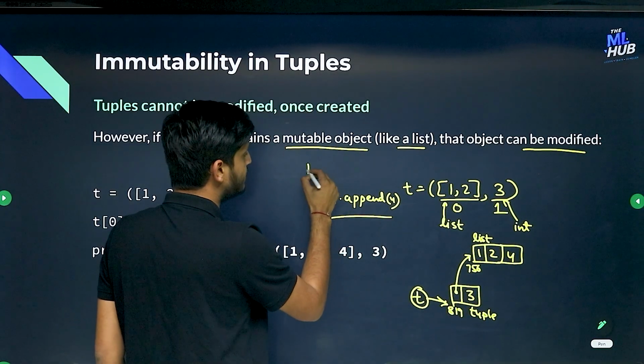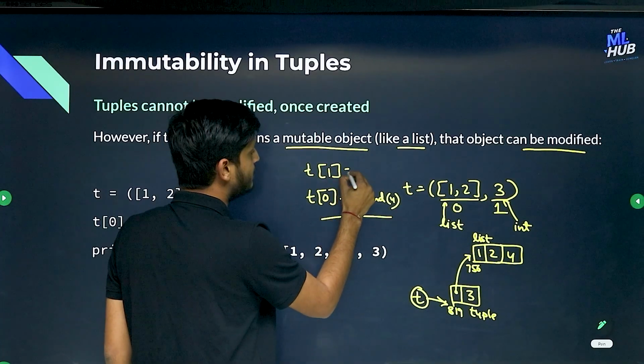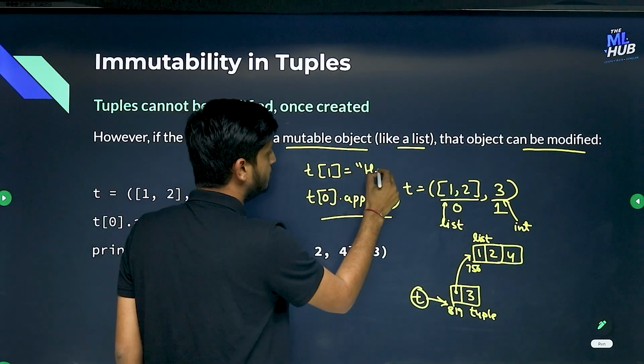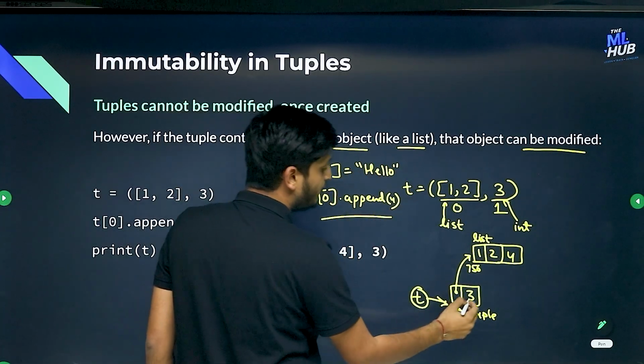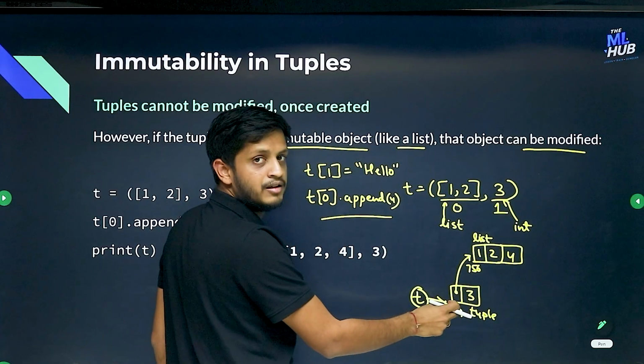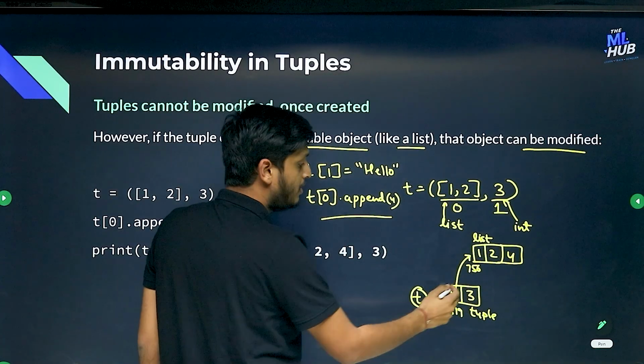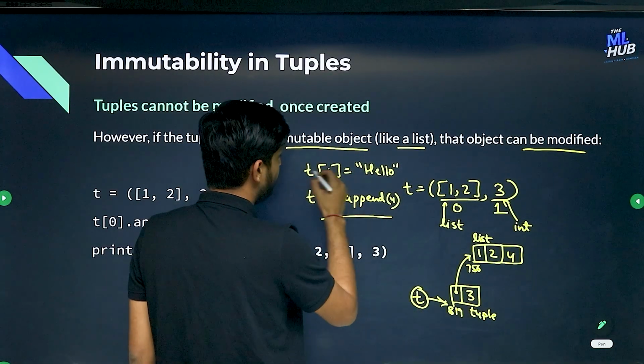So you cannot make changes to t of 1. Let's say you are now saying it is a string, hello. T of 1 was what? T of 1 was an integer. This is hardly coupled. Since this is a tuple, it is immutable. This element cannot change, so this will give you an error.